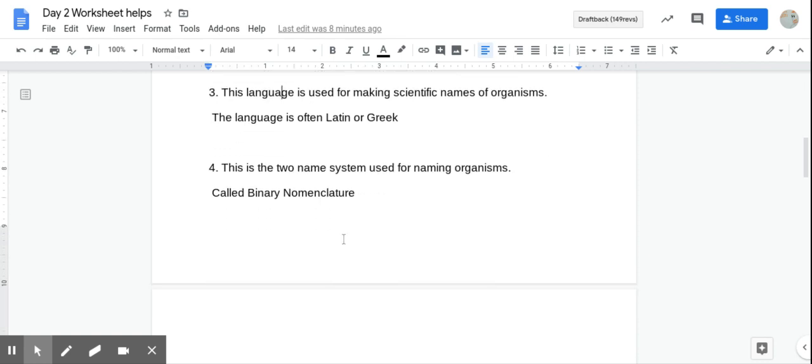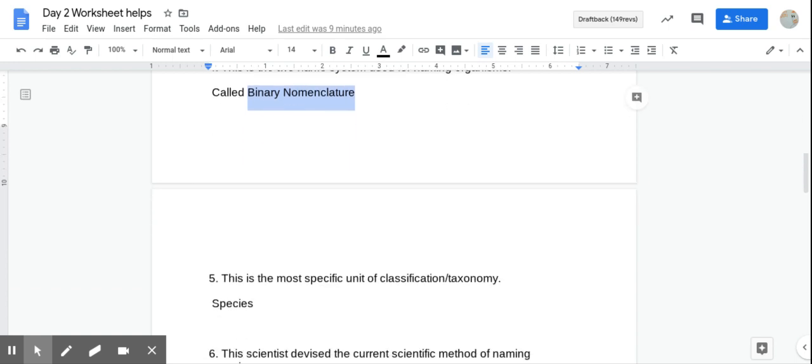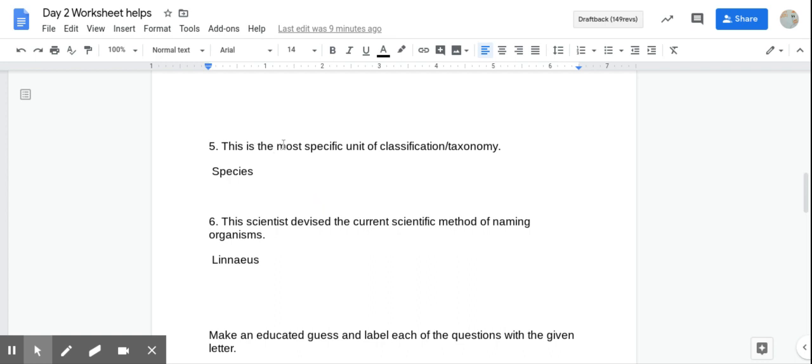Number 4, what is the two name system for naming organisms? It is called binary nomenclature. Binary refers to the fact that the scientific name has two names, two words. So binary means two, and nomenclature is just a naming system.